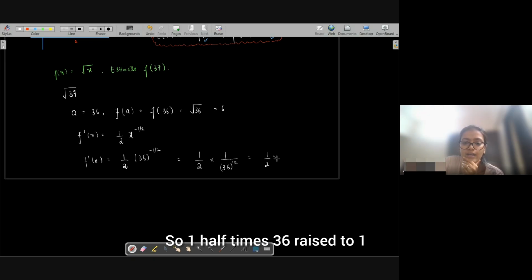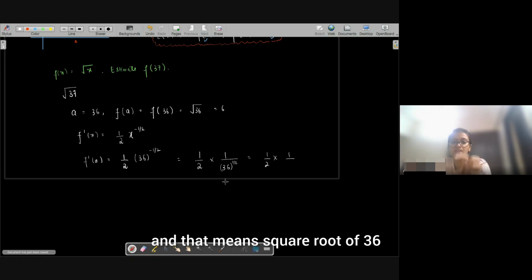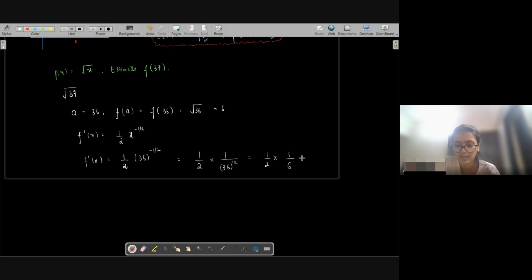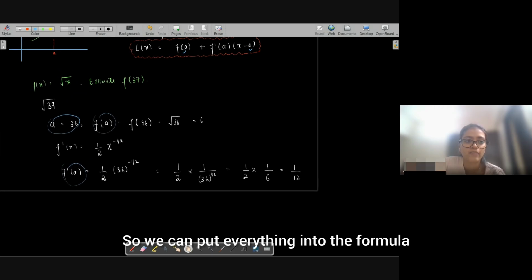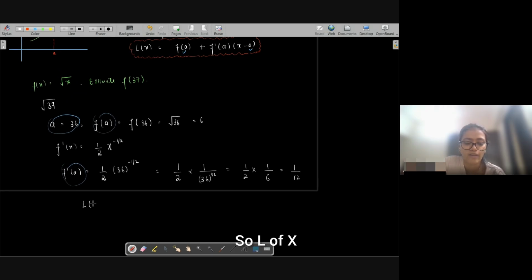So 1 half times 36 raised to 1 half, that means square root of 36, which is just 6. So this is 1 over 12. So now we have all the values. We know A, we know f of A, and we know f prime of A. So we can put everything into the formula.